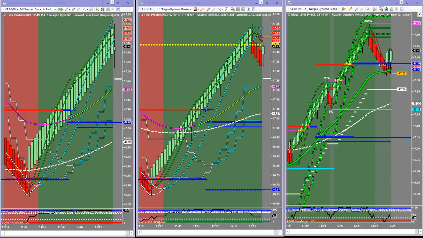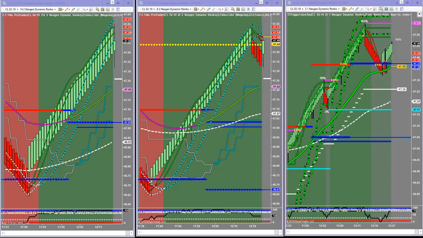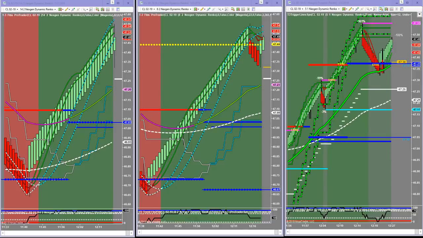Again, we're not worried about the trade. Worrying about the trade doesn't matter. It's the management of the trade that matters.